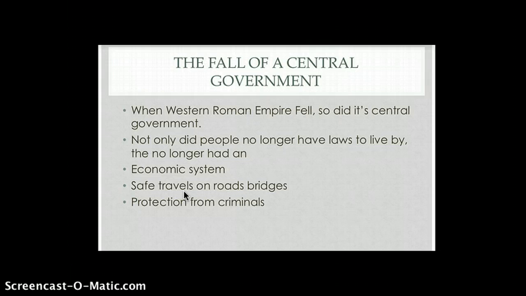As you remember, in Rome, they had a huge central government. Well, when that central government fell, people scattered. Not only did people no longer have laws to live by, they no longer had an economic system, safe travels on roads and bridges, or protection from criminals.